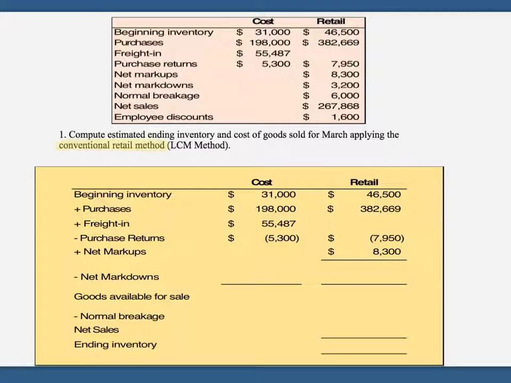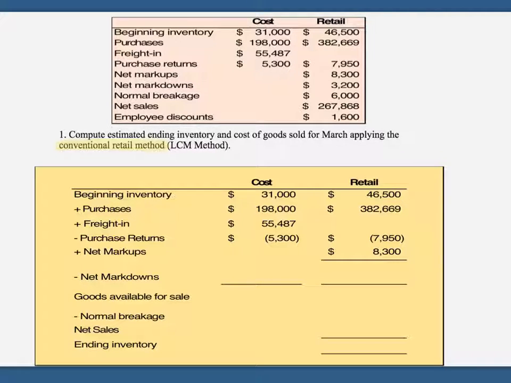To calculate goods available for sale, let's take a look at what we have. We have beginning inventory. We need to add our purchases, add freight in under the cost column, subtract any purchase returns we made so we don't include that in our inventory, add net markups, then we subtract net markdowns. As I just mentioned with the retail method, we don't include markdowns in our denominator, so we'll make a separate calculation here to find that number and then subtract out net markdowns to get our goods available for sale.